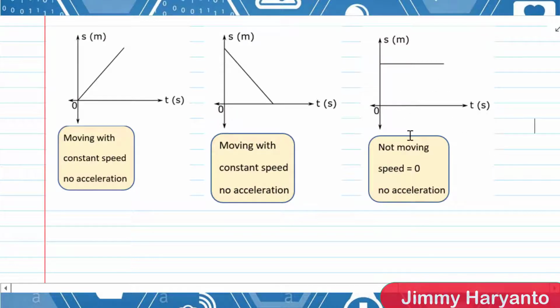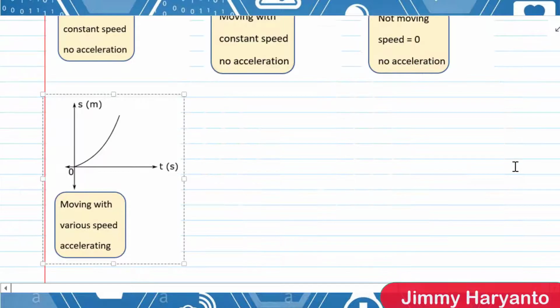Then the next one will be a constant. It's not moving, for this one, displacement and time graph. If the graph is a straight line like this, a horizontal line, that means the particle is not moving, and that also means speed equals 0 and there is no acceleration.